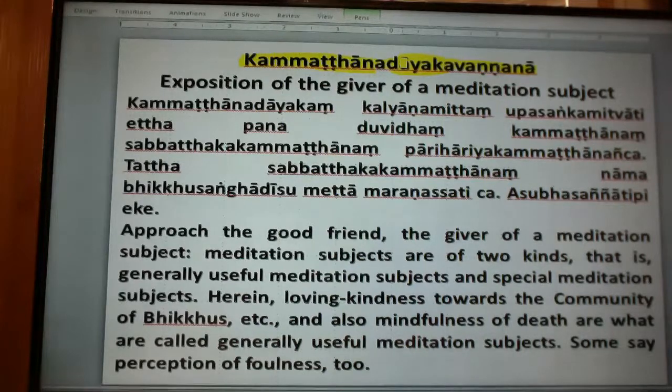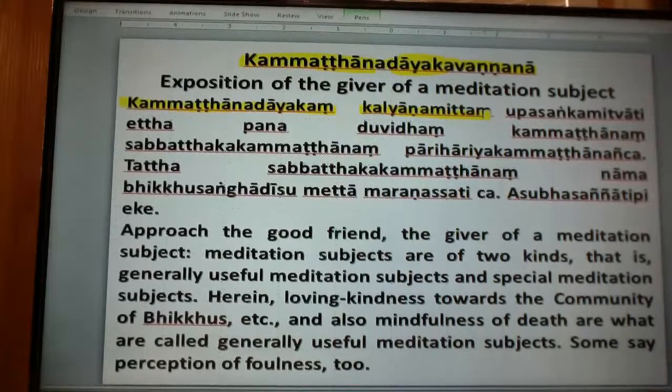So that's why here, Kammatthana Dayaka Vannana. Vannana is an explanation of the giver of the meditation subject. Kammatthana, the meditation subject. Dayaka means a giver. Vannana is exposition. So, exposition of the giver of the meditation subject. Kammatthana Dayaka means a giver of the meditation subject.